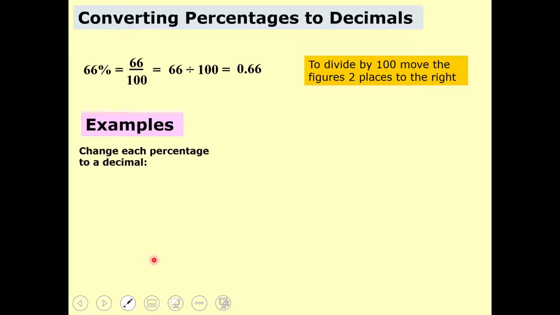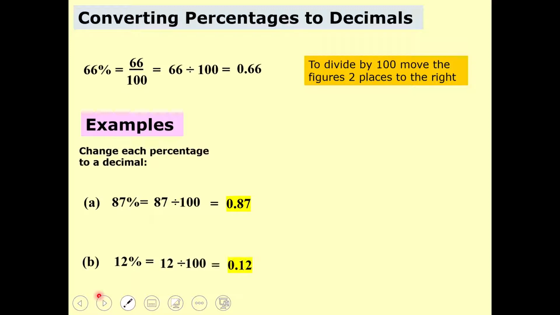Let's look at some more examples. So change each percentage to a decimal. So first one, 87%. This means 87 out of 100, so to change it into a decimal, we're just going to divide it by 100. So 87 divided by 100 to give us 0.87. Next one, 12%. So to change our percentage to a decimal, we must divide by 100, 2 places to the right to give us 0.12.